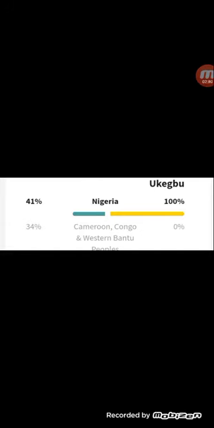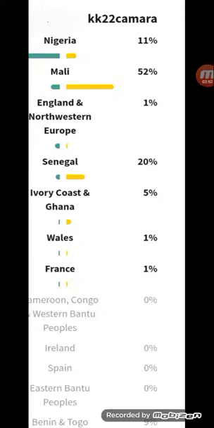Okay, this one matches my maternal grandfather. 100% Nigerian, probably Igbo, not totally sure. But if you know the name, it'd be very helpful if you tell me. This one right here is 11% Nigerian, 52% Mali, 20% Senegal, 5% Ivory Coast, 1% Wales, France, 9% Benin and Togo. I actually messaged this person. They have ancestry that are Fulas, or the Fulani people.